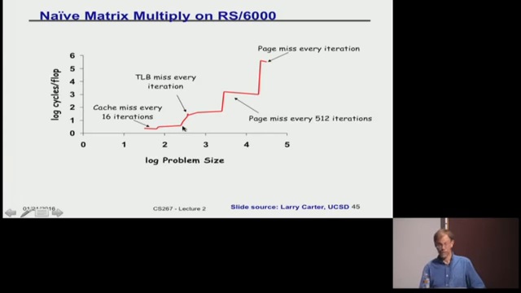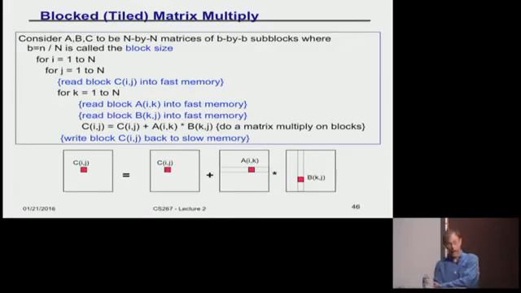So here's the trick. It's called tiling. What I'm going to do is multiply my matrices not entry by entry, but block by block. So here's the picture of what happens. This is no longer a single entry of A. It's a B by B subblock. And I'm going to multiply that by this B by B subblock, get a B by B product, and add it to that B by B submatrix.